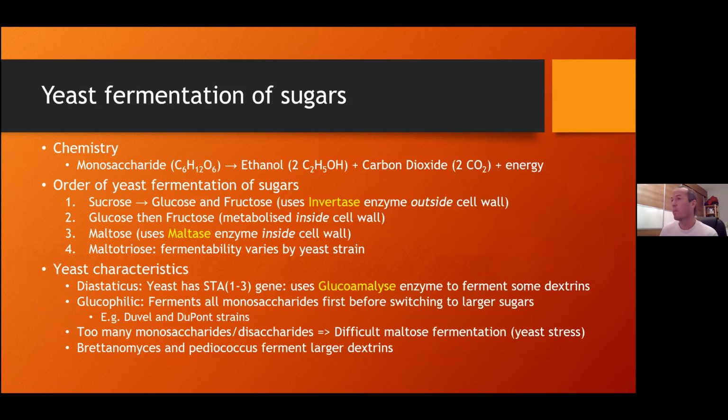Okay. So what about yeast fermentation? Yeast fermentation takes sugar and turns it into ethanol, carbon dioxide, and energy. And this is basically what we call fermentation. What's really interesting when you read about this is that you'd think yeast ferments the smallest monosaccharides first, but actually it's sucrose that gets fermented first.